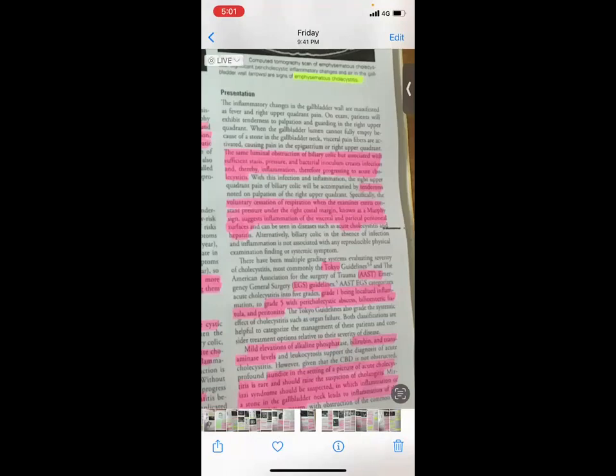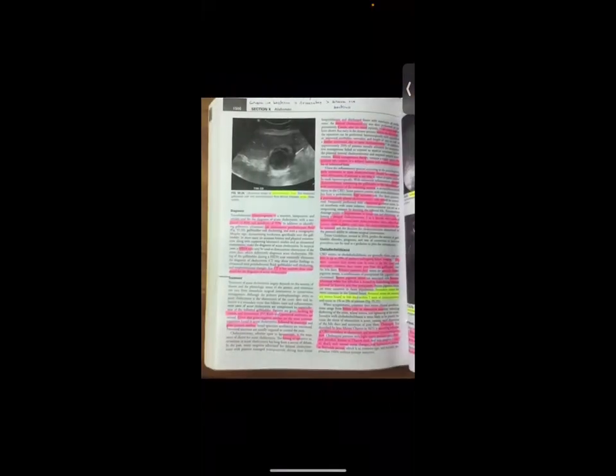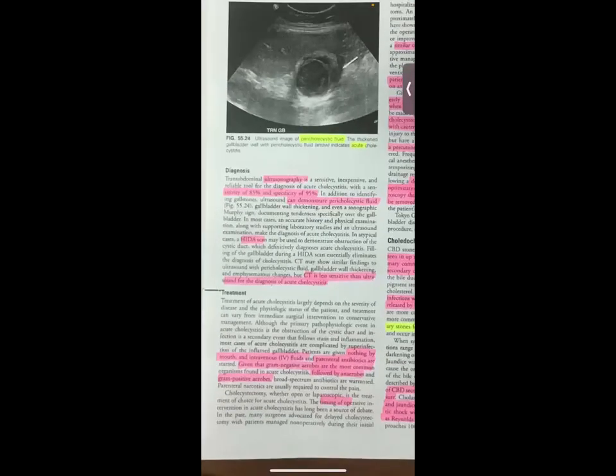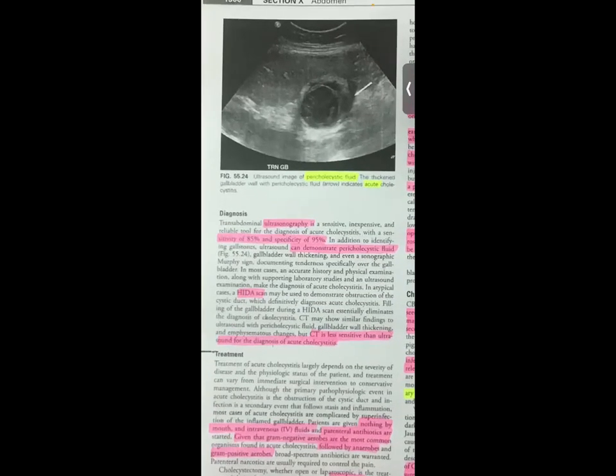Okay. So this image is showing acute cholecystitis with pericholecystic fluid collection.